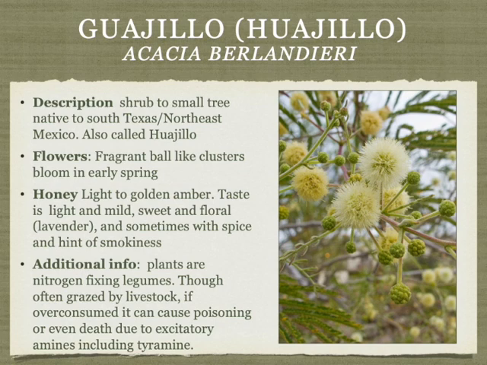Haio. It's a plant in the legume family, nitrogen fixing, and like other legumes, the bees like to work these flowers. The honey is light to golden amber. Taste is light and mild, sweet, floral, sometimes lavender-like, sometimes with a spice or hint of smokiness. It's often grazed by livestock, but if it's overconsumed, it can lead to poisoning. There's excitatory neuroactive amines, including tyramine, that if that's all the livestock have available, can actually be harmful for them.